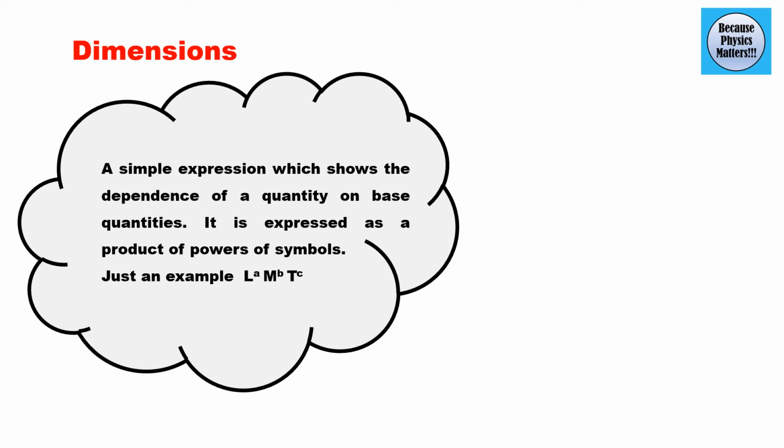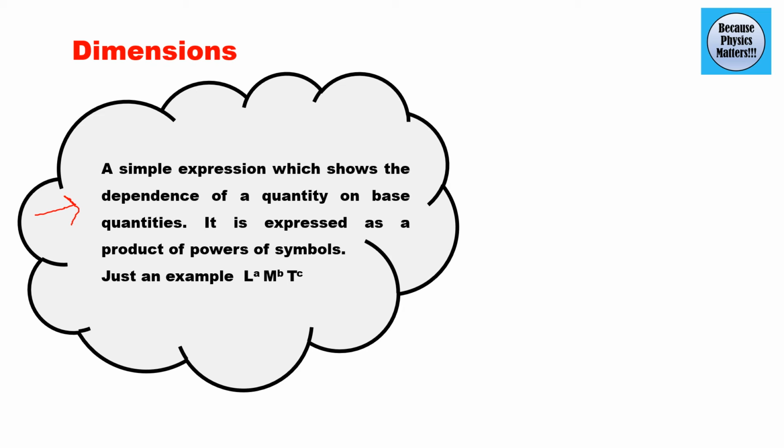Now, the third thing which we are going to discuss in this video is dimensions. So as now you have understood what are units, you have understood what are base quantities, and the third thing, what are derived quantities. Now we are taking another thing, that is dimension. So in very simple terms, I just want to repeat this definition because this is very simple. A simple expression which shows the dependence of a quantity on base quantities.